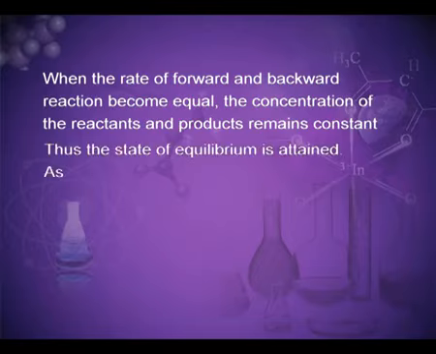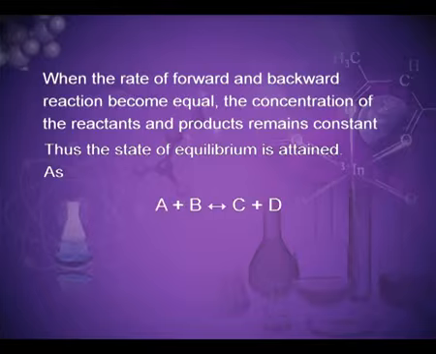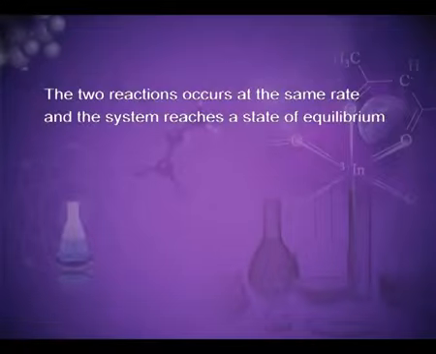Thus, the state of equilibrium is attained. For A plus B gives C plus D, with the passage of time there is an accumulation of products C and D and depletion of reactants A and B. This leads to a decrease in the rate of the forward reaction and an increase in the rate of the reverse reaction. The two reactions occur at the same rate and the system reaches a state of equilibrium. Chemical reactions reach a state of dynamic equilibrium in which the rates of forward and reverse reactions are equal and there is no net change in composition.